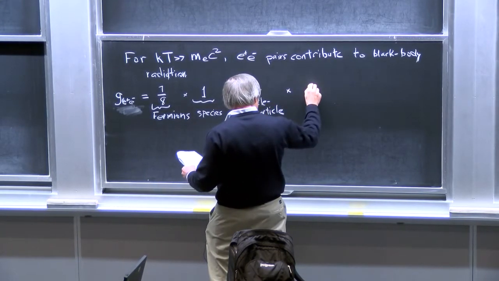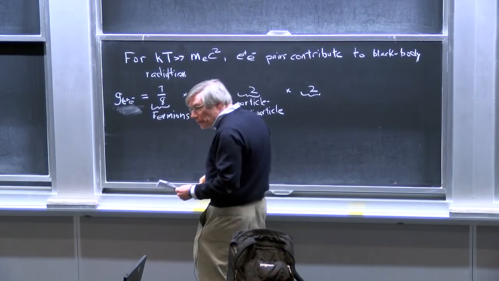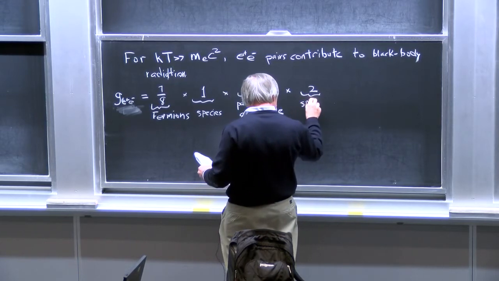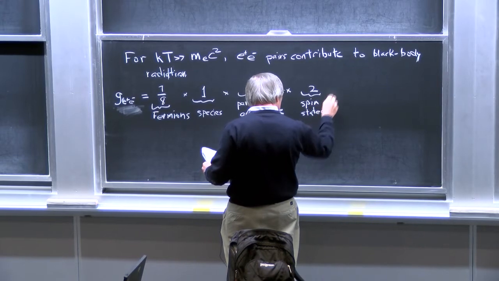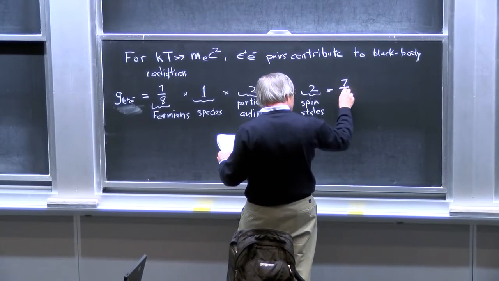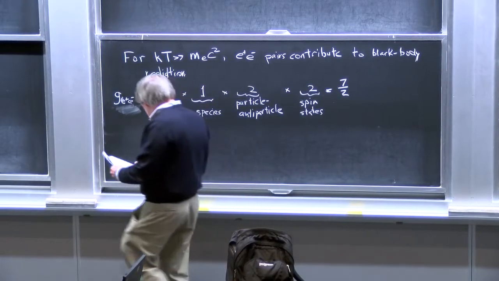And there are 2 spin states for the electron. It could be spin up or spin down, or spin equals 1/2 and spin equals minus 1/2. So there are 2 spin states. And that gives us a factor of 7/2 for g.